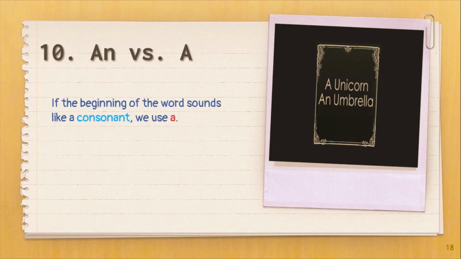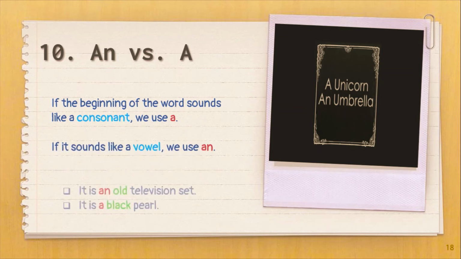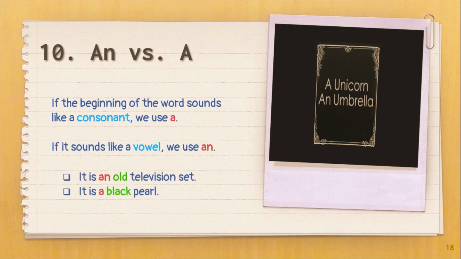The 10th grammatical error is an versus a. If the beginning of a word sounds like a consonant, we use a. If it sounds like a vowel, we use an. Okay? Example, it is an old television set. As you have seen, the word old starts with the vowel letter O. So, we use an. Next, it is a black pearl. Black starts with a consonant letter, which is B. So, we use a. That is why it is a black pearl.